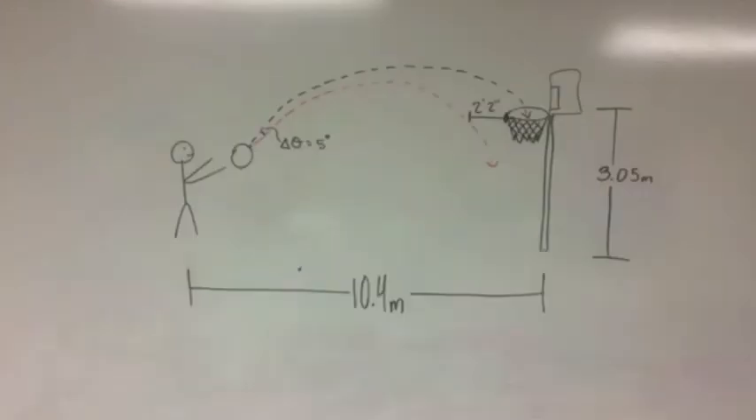Here we can see that the change in angle of only 5 degrees made the ball fall short just about 2 feet and 2 inches.